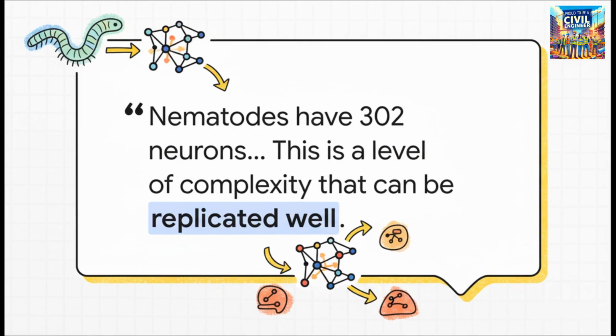It tells us that you can get really smart, effective behavior from a network that's actually simple enough for us to build and simulate with the computers we have today. It gives us a starting point, a blueprint.